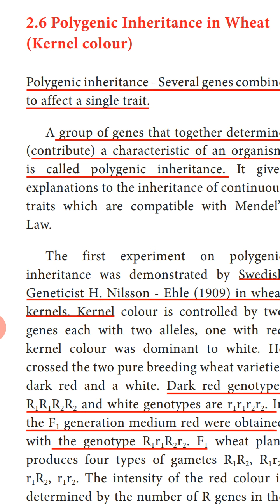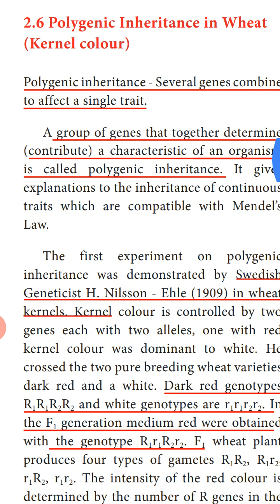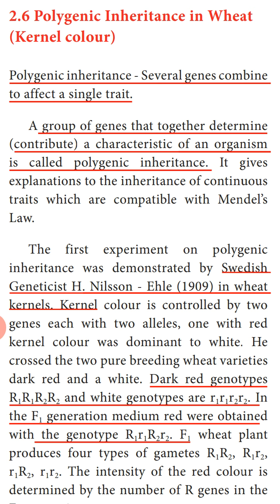So polygenic inheritance, poly means many. So many genes combine to control a single trait. So polygenic inheritance means several genes combine to affect a single trait. A group of genes that together determine or contribute a characteristic of an organism is called polygenic inheritance.